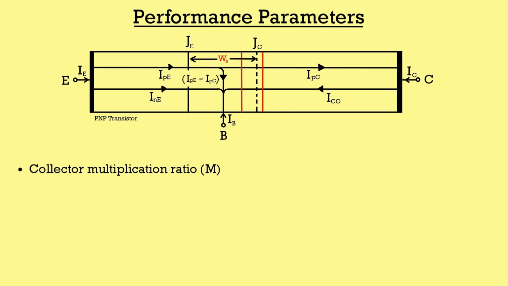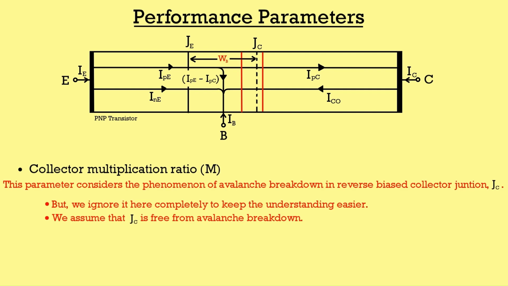Like we have collector multiplication ratio, but here we ignore it completely so that the subject is easily understandable for graduate level students. This ratio actually considers the phenomena of avalanche breakdown, but obviously it will become very complicated if we consider different phenomena all at once. We consider collector junction is free from avalanche breakdown so that the value of collector multiplication ratio is 1, which is its ideal value. You may not see this parameter in standard textbooks.